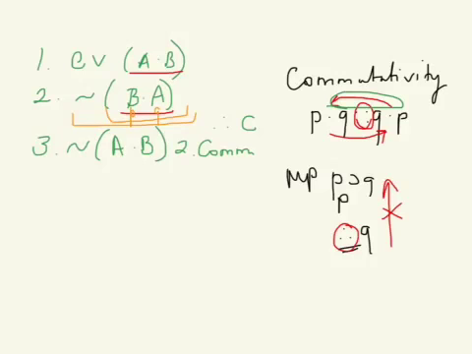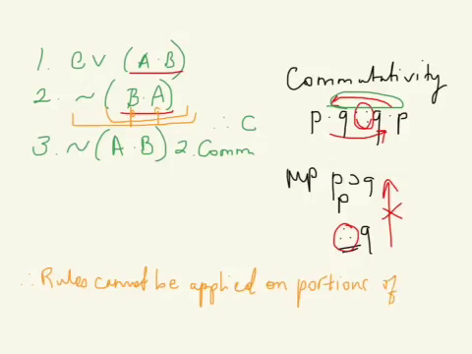So one big difference between 3-dot rules and 4-dot rules is that 3-dot rules cannot be applied on portions of compound sentences, but 4-dot rules can.